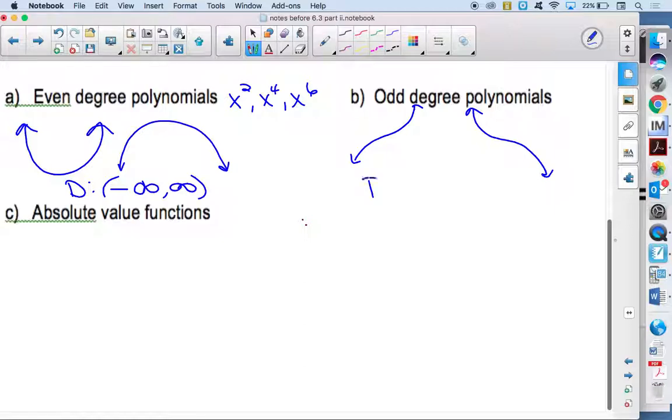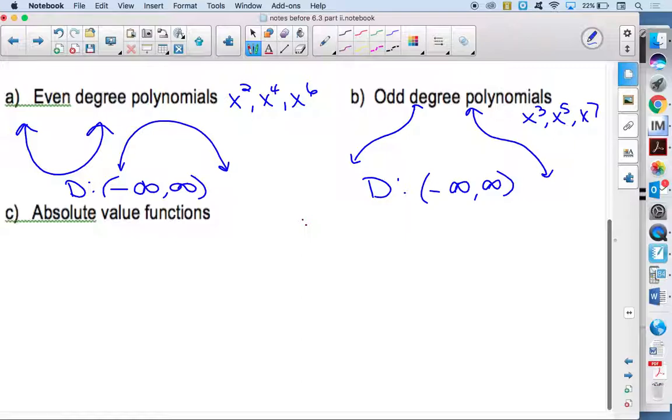Its domain, x cubed, x to the 5th, x to the 7th, also was negative infinity to positive infinity. Because again, it's going to just continue to stretch wider and wider and wider, stretching left and right, and it doesn't ever stop. So any even or odd degree polynomial, as long as it has a power that's even or odd, it'll always have a domain of negative infinity to positive infinity.